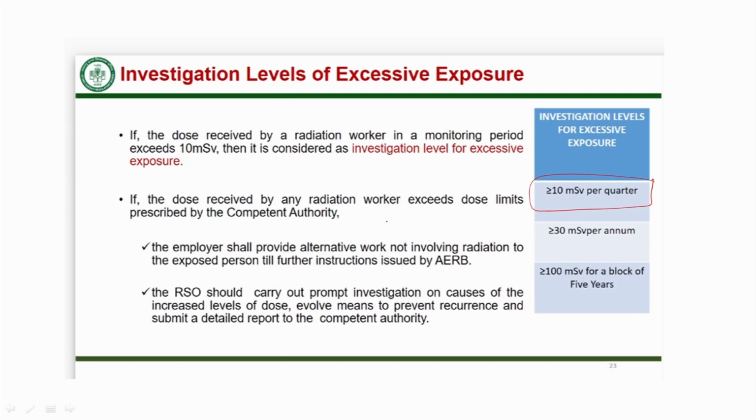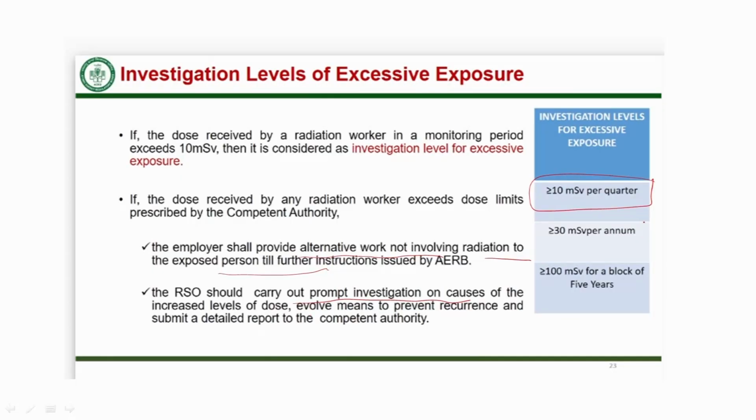If the dose received by any worker exceeds these limits, the employer shall provide alternative work not involving radiation to the exposed person until further instruction is obtained from the AERB. The RSO should carry out prompt investigation on causes of the increased level. So the RSO needs to investigate how this happened, what safe practice he failed to deliver, and why he received such an excessive exposure. An investigation report has to be submitted to the AERB. Then the overexposure limit per annum is greater than or equal to 30 millisievert. For a block of 5 years, it is greater than or equal to 100 millisievert.